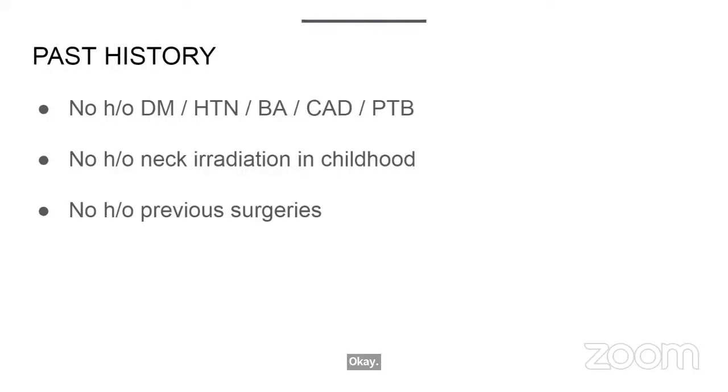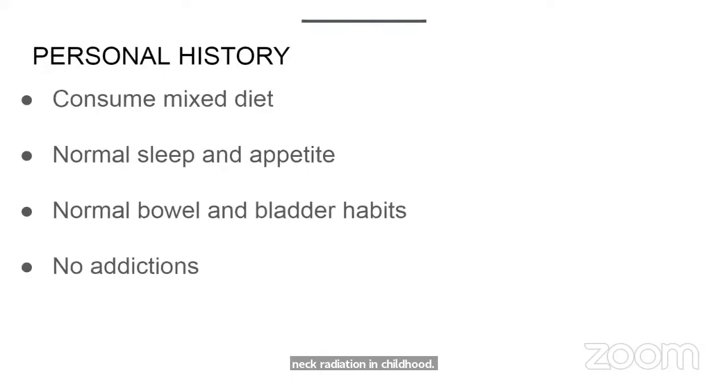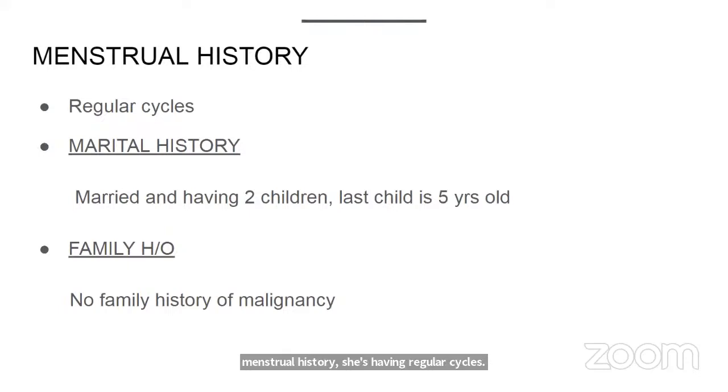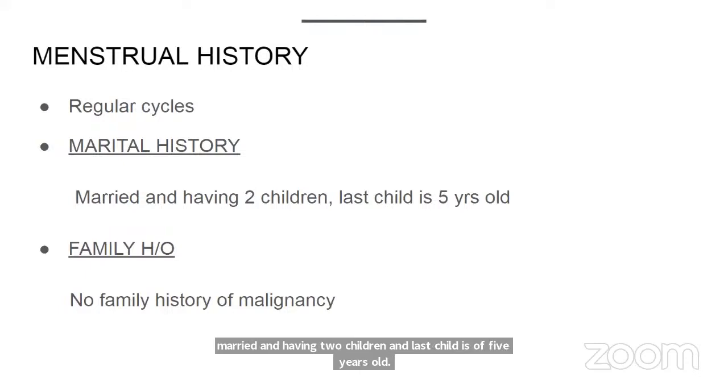Coming to past history, she's not a known case of diabetes mellitus, hypertension, bronchial asthma, CAD, or pulmonary tuberculosis. No history of previous neck irradiation in childhood, and no history of previous surgeries. Personal history, she consumed mixed diet. She's having normal sleep and appetite and normal bowel and bladder habits and no addictions. Menstrual history, she's having regular cycles. She's married and having 2 children, and last child is 5 years old. Family history, there is no family history of malignancy.